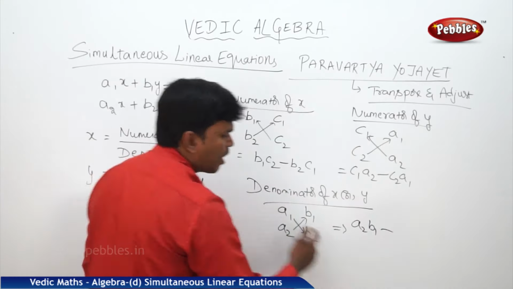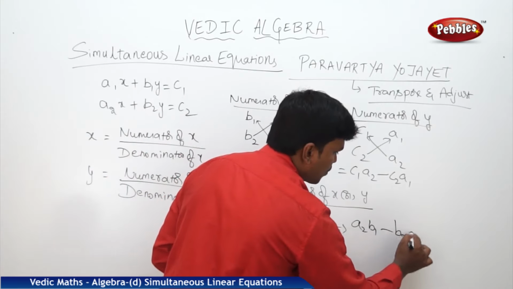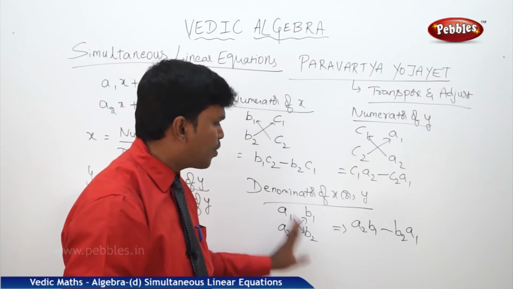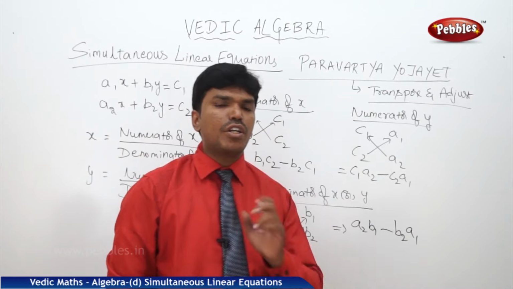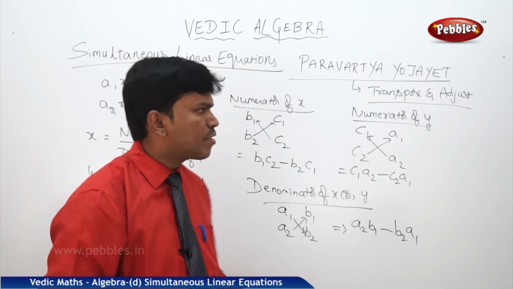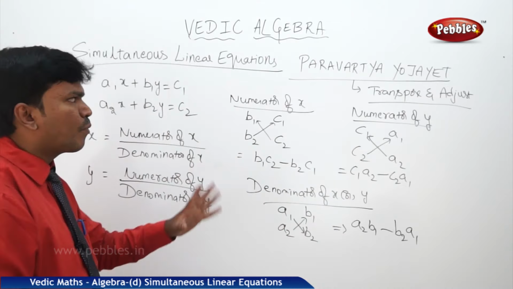minus b2 a1. a2 b1 minus b2 a1. This term will give the denominator of x as well as y because both are same. So you need to take down this one. Once again I am going to explain.